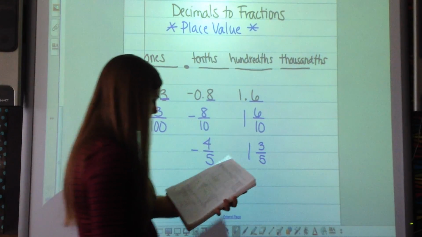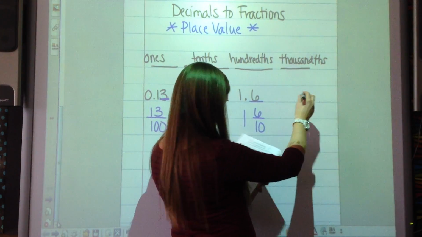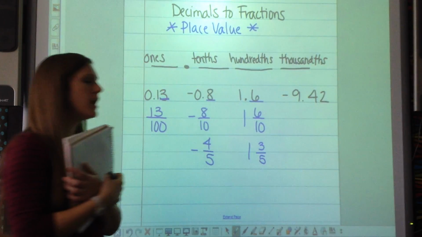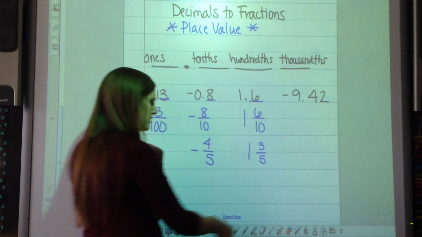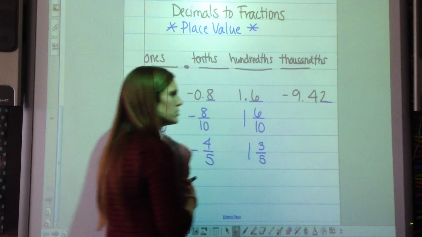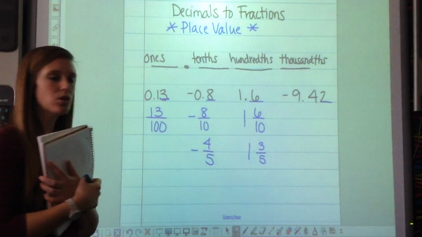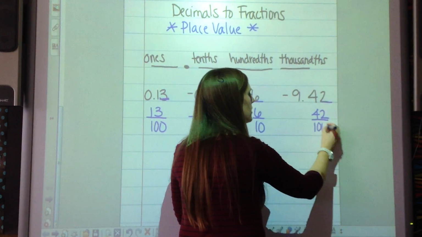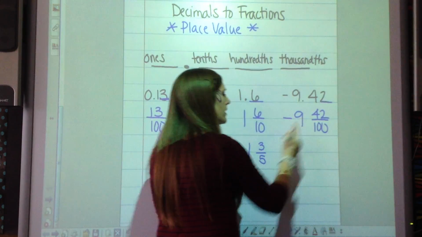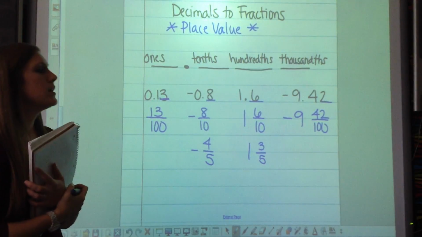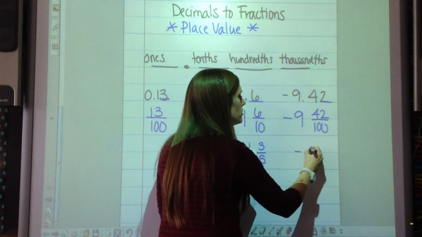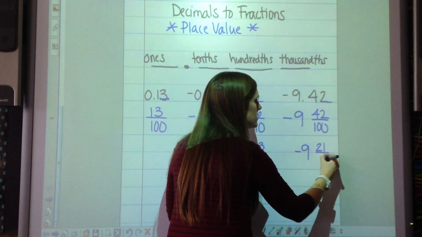Let's try negative 9.42. I have a whole number out front that I'm going to forget for a second, and I'm going to focus on the decimals. The last digit goes to the hundredths place, so I'm going to put 42 over 100. And then I'm going to bring that whole number out front. Simplify when possible. I see that the greatest common factor again is 2. So I'm going to divide both the numerator and denominator by 2.